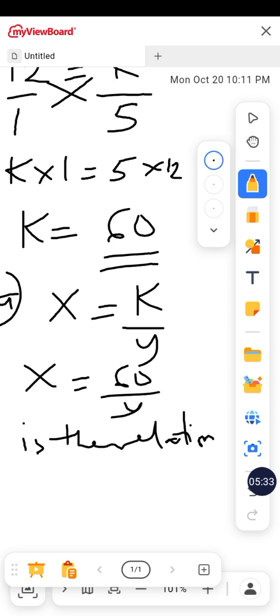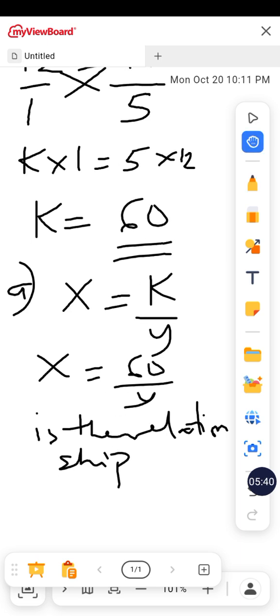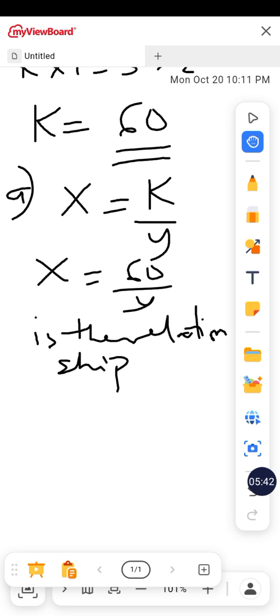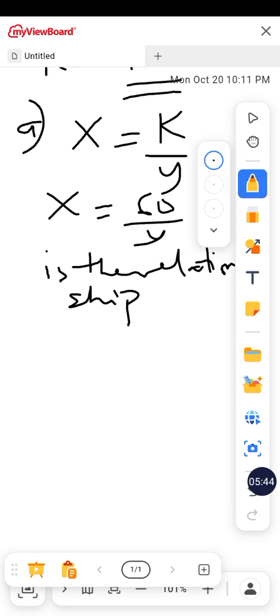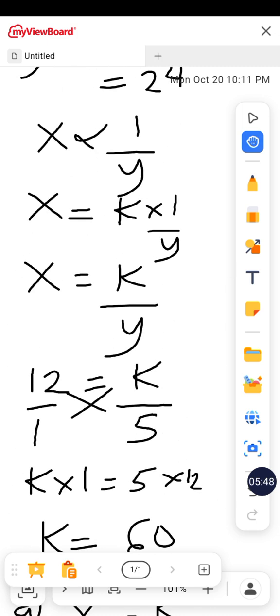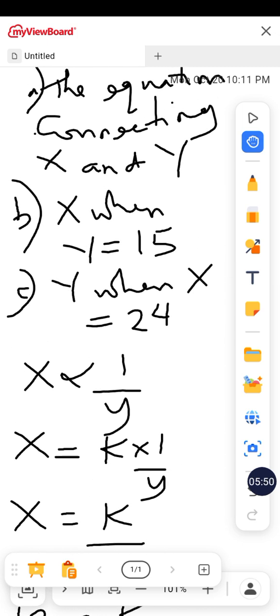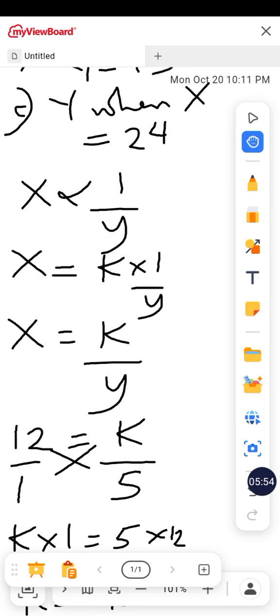And I told you that there are several names that this relationship can be called. It can be called equation, it can be called formula. So this is the relationship. Now let's go ahead to question B. What does question B require us to do? Question B says, having gotten your equation connecting x and y, find x when y is 15.